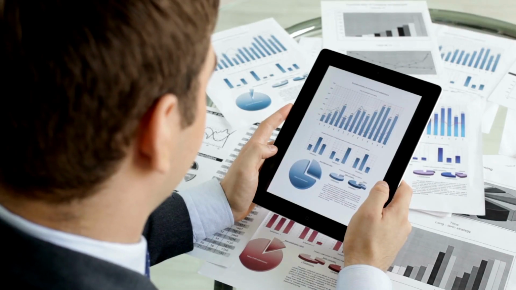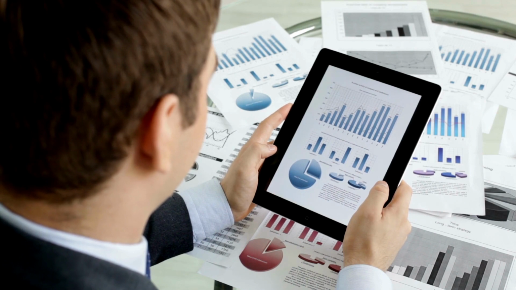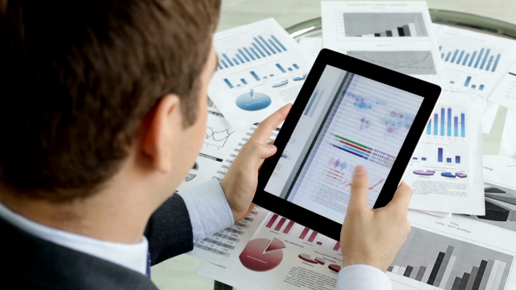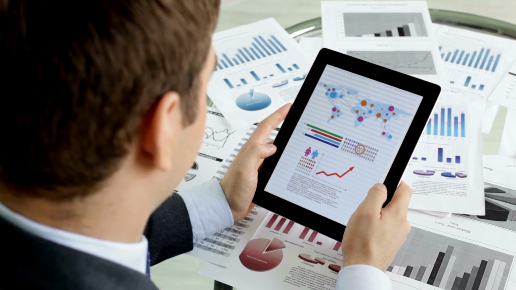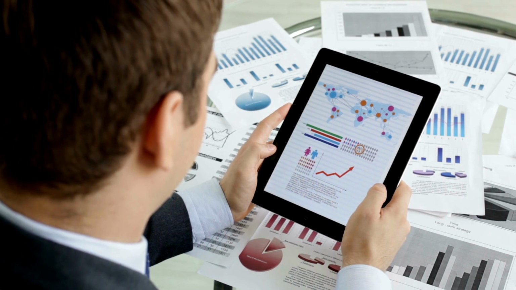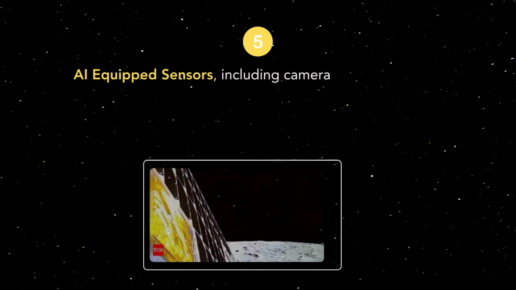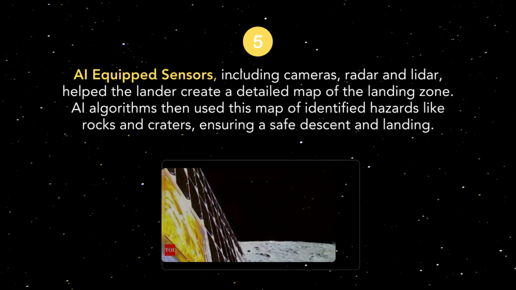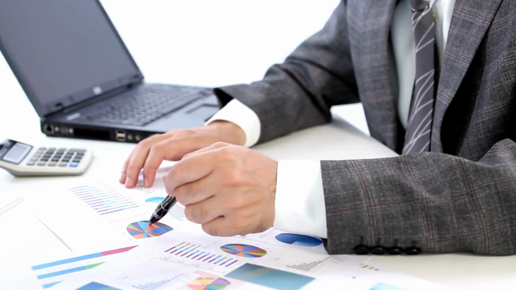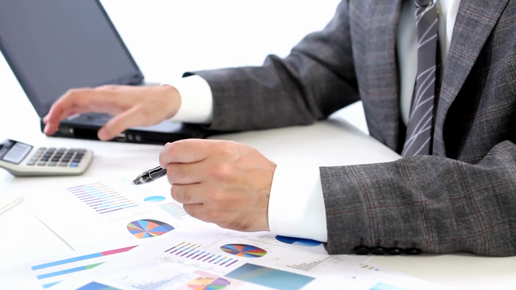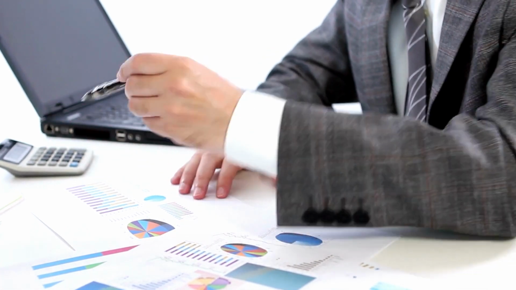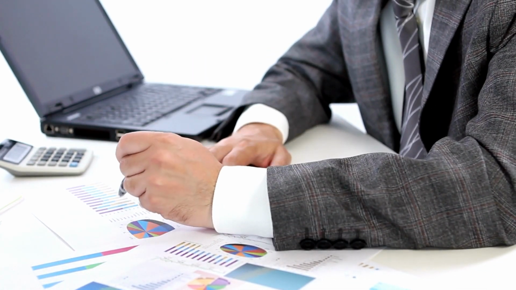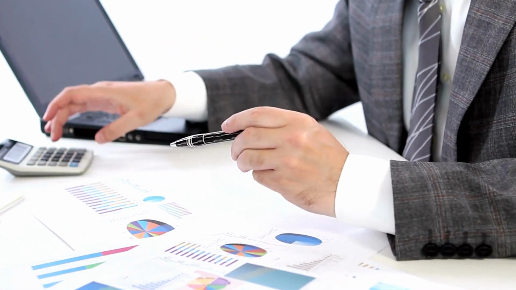ISRO used a variety of data visualizations, such as graphs and charts, to show how the lander was doing and to explain the complex technical aspects of the mission. AI-equipped sensors, including cameras, radar and LiDAR, helped the lander create a detailed map of the landing zone. AI algorithms then used this map to identify hazards like rocks and craters, ensuring a safe descent and landing.